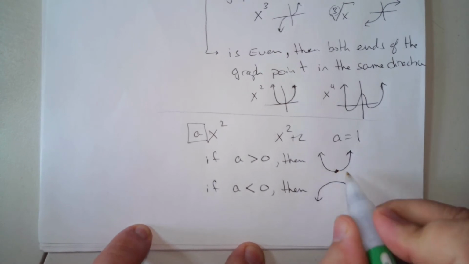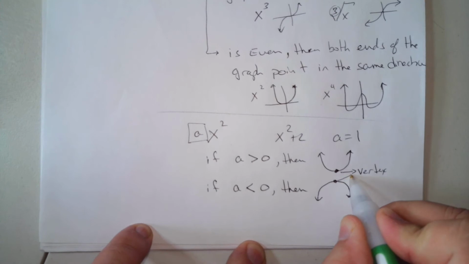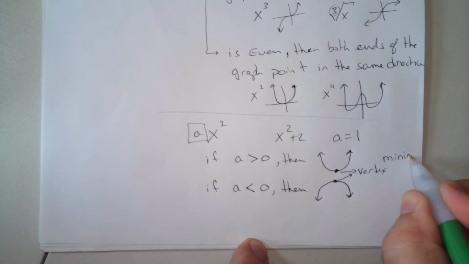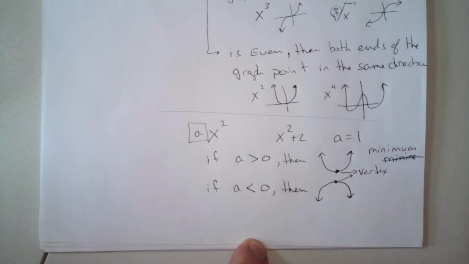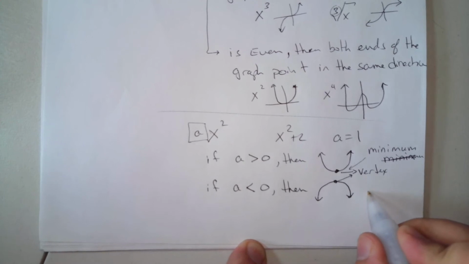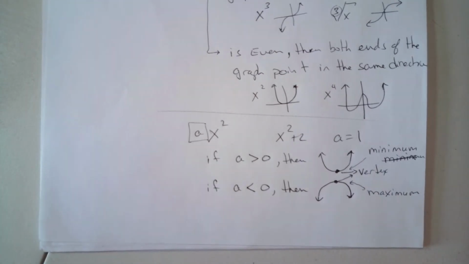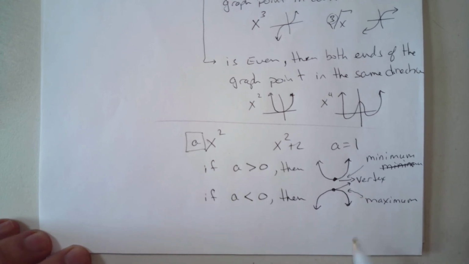If it opens up, that point on the very bottom is called the vertex. So is this, actually. They're both called vertex. It's the highest or lowest point. If it opens up, then we have a minimum value. It's the lowest point. If a is negative, then we have a maximum. It's the highest point of the graph. So just by looking at the a in front of the x squared, we can tell whether we have a minimum or a maximum. If it's positive, it opens up, so we have a minimum. If it's negative, it opens down, so we have one highest point.